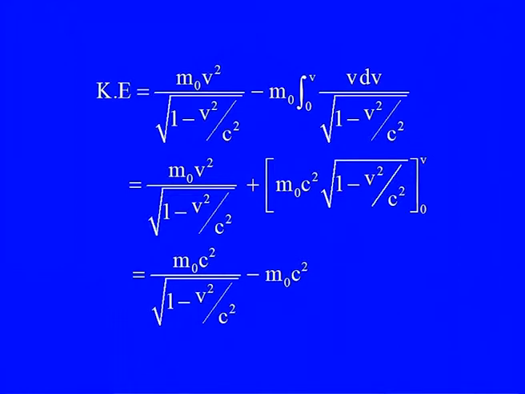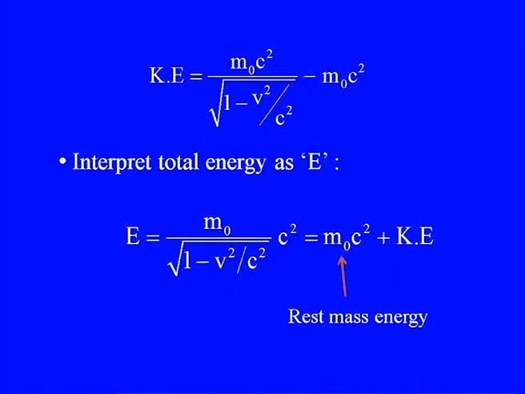m0 is just the rest mass of the body, times c squared, c being the velocity of light. So that's the total kinetic energy of the body. Now, kinetic energy of the body being that, we can interpret the total energy of the body as m0 divided by root over 1 minus v square by c square, times c square. That will then be equal to m0 c square.